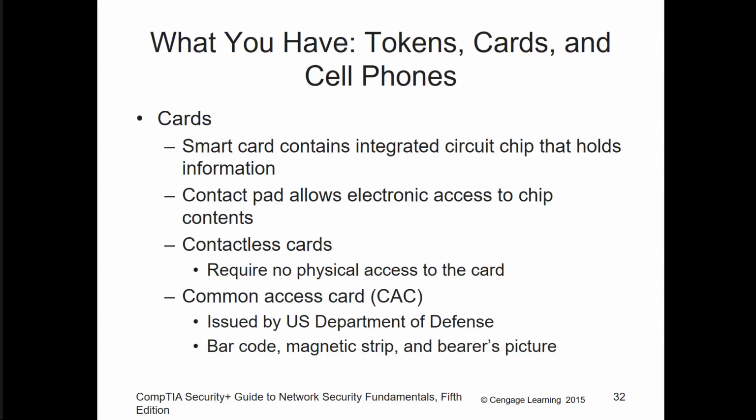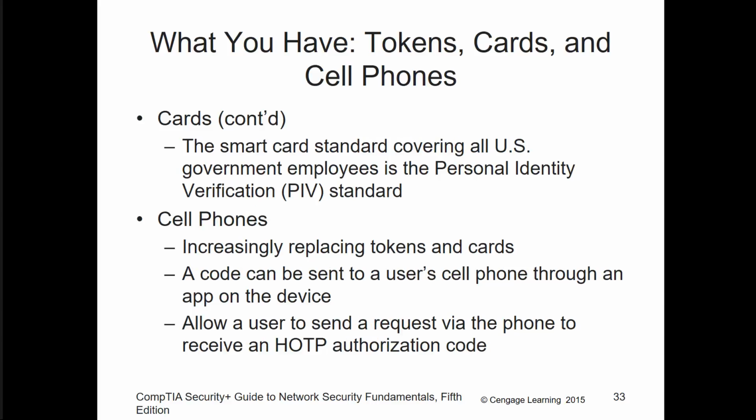Cards: a smart card contains an integrated circuit, a chip. A contact pad allows electronic access to the chip. A very common one is the CAC, or Common Access Card, typically used in the military. That's one type of card that's used. We can also have a smart card standard covering all U.S. government employees, the PIV, or Personal Identity Verification standard.